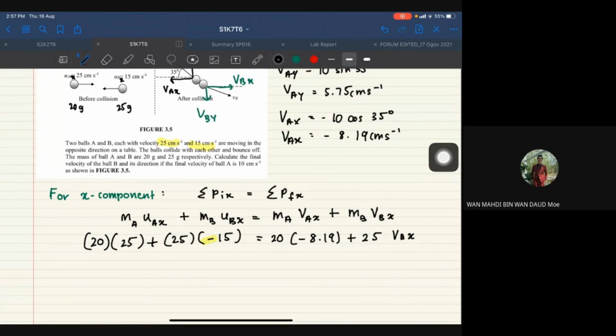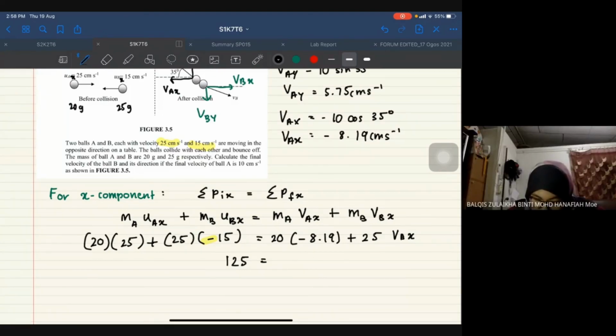Okay, divide like this. So 20 times 25 minus 25 times negative 15. I got here, what is this? Wrong calculation. 20 times 25 minus 25 times 50. Got 125. You get the same answer with me? That side only. Same. Same, eh?